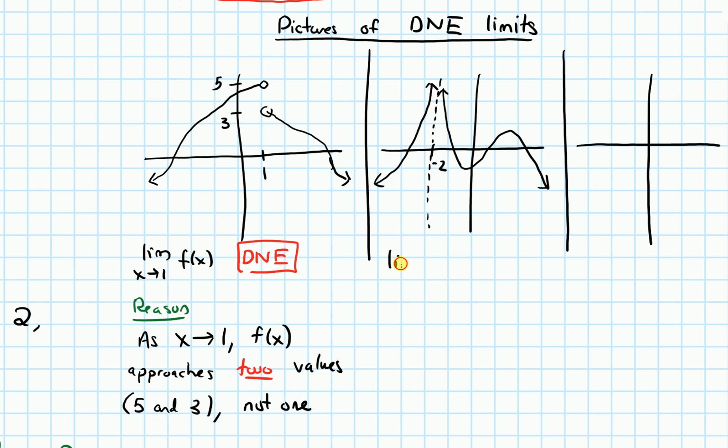So here the limit as x gets close to -2 of our function does not exist, so DNE. And what's the reason?